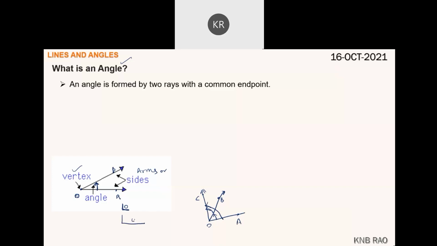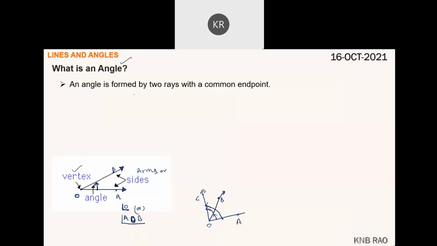Vertex must be the center letter. One point on each arm is taken on either side. Points on the arms will be taken on either side of that common vertex, the common endpoint of the arms. So this is how we read an angle.